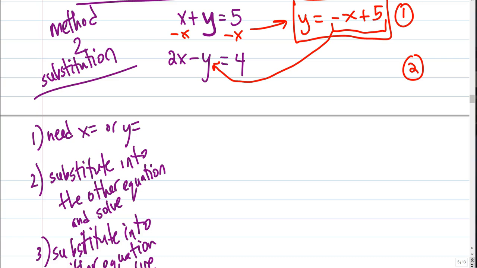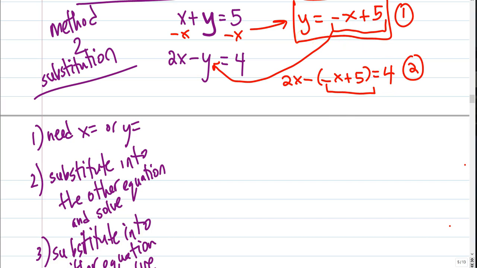But not just any point. It was the point they had in common, where they have the same x and the same y. So if they're going to have the same x and the same y, then if y equals negative x plus 5 in the first equation, then I can go into the second equation, and in place of that y, I can put negative x plus 5, because they will have the same x and the same y. So I can make their y's equal, replace one with the other.